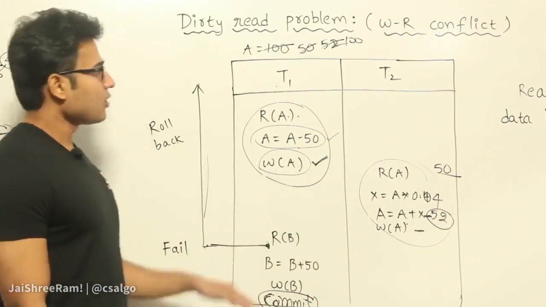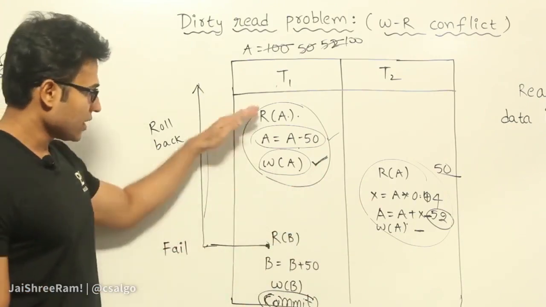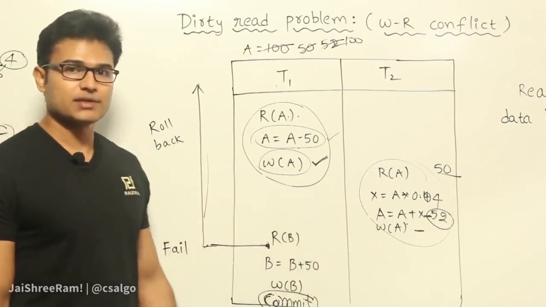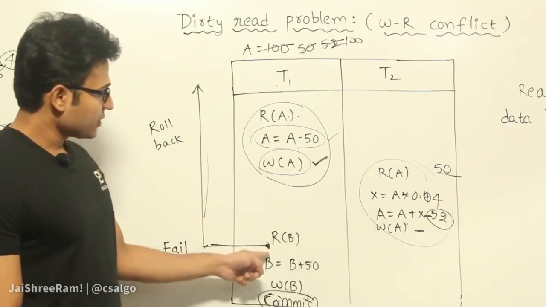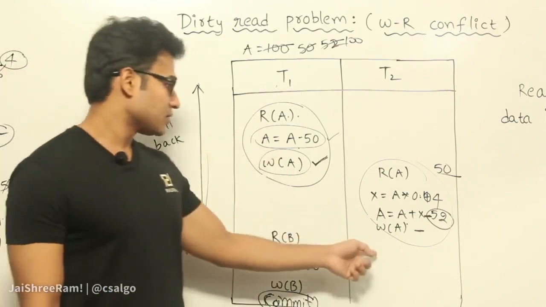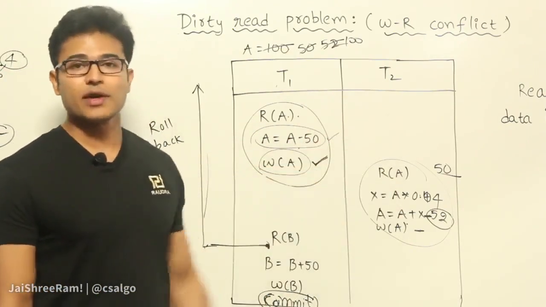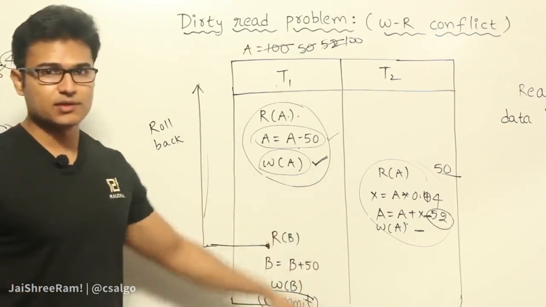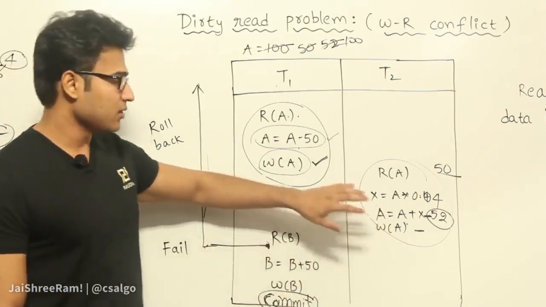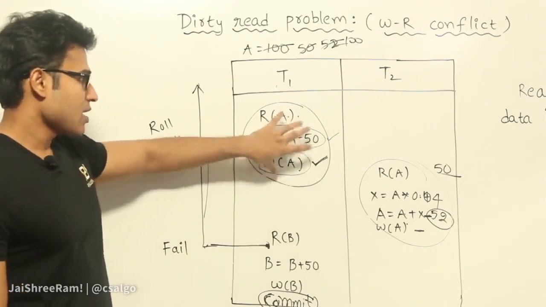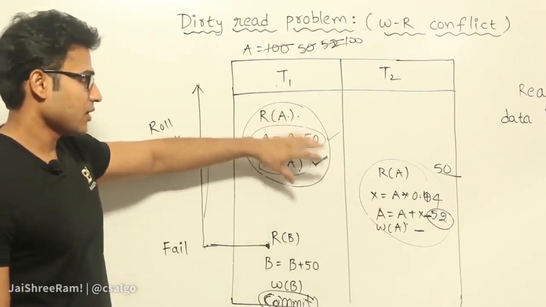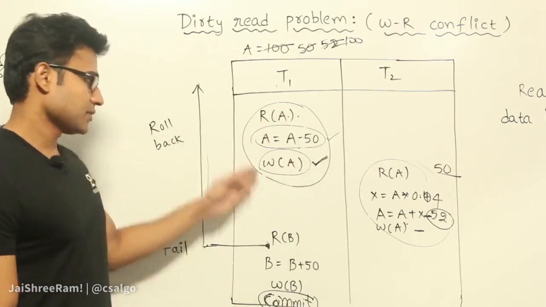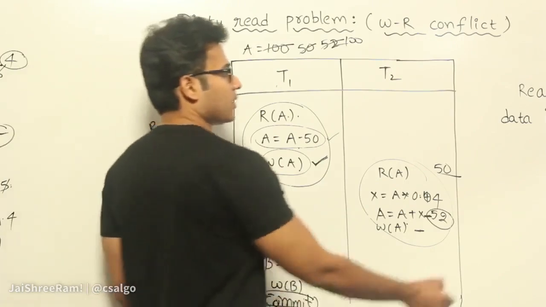Got it? So how to solve this problem is to just wait for the transaction to complete, and only then read it. Otherwise, whenever this transaction rolls back, the other transaction should also roll back, and both of them have to start again. Okay, how to solve it we shall see later. This is what the problem is: if you read a value from uncommitted data, you are going to face some problem. You have to read values only from committed transactions. Got it? Okay.